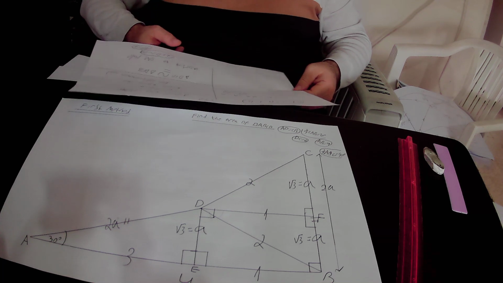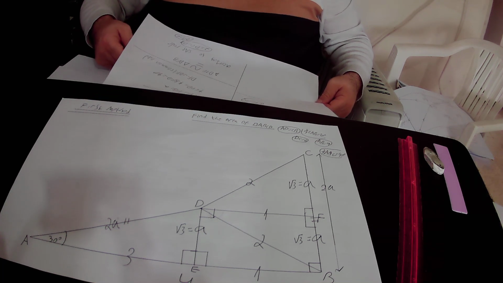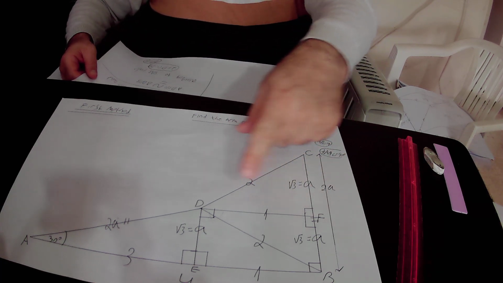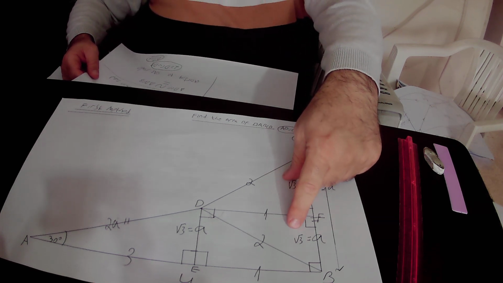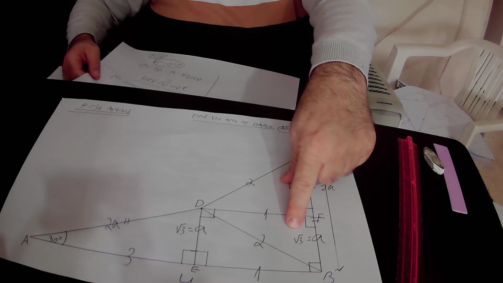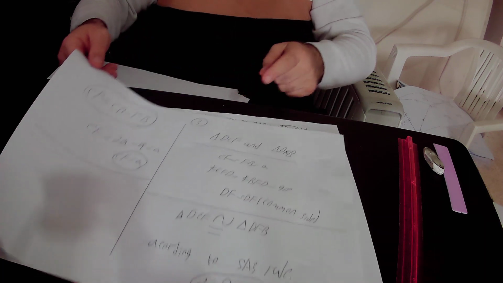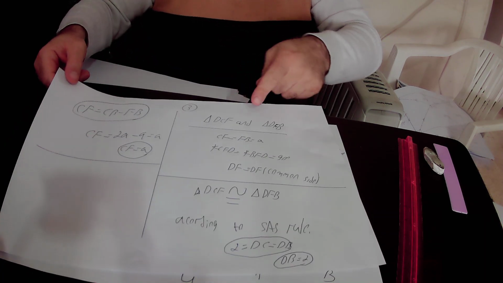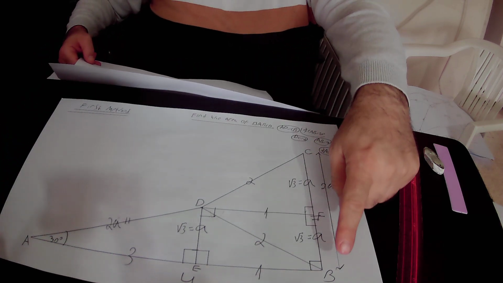Then we actually connected points B and D by a straight line, and we proved that those two right triangles can go into each other. Why can those two triangles go into each other? That is to say, triangle DCF can go into triangle DFB. Why can they go into each other? First of all, CF equals BF equals A.